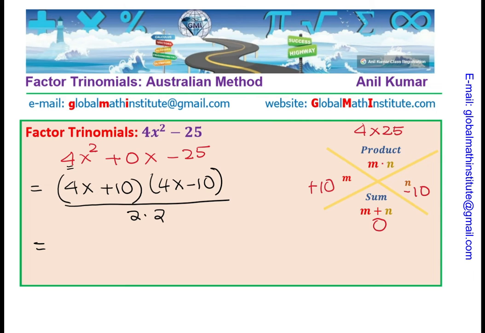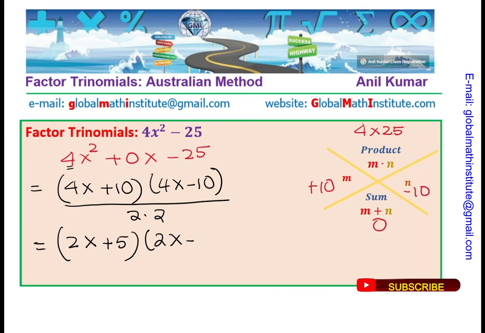First factor dividing by 2 is 2x plus 5. And the second factor divided by 2 is 2x minus 5. And that is how we'll factorize this. Is that clear to you? Right? So I hope you have understood this strategy.